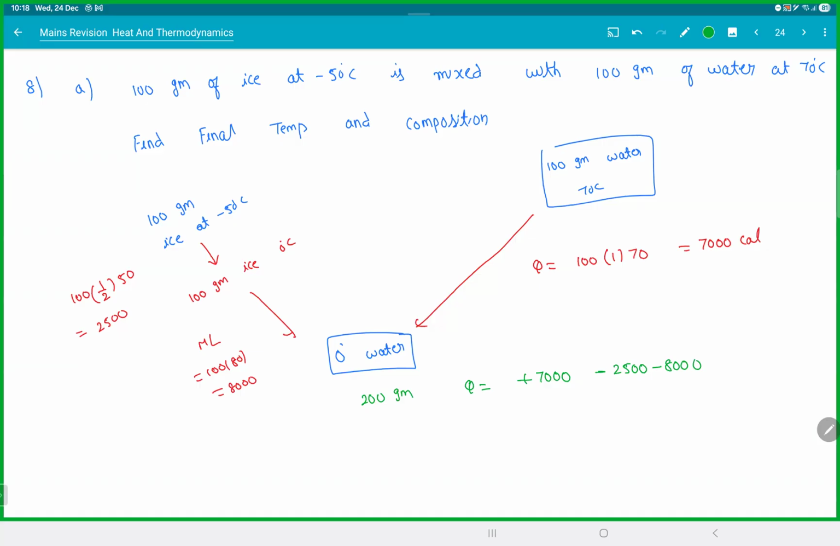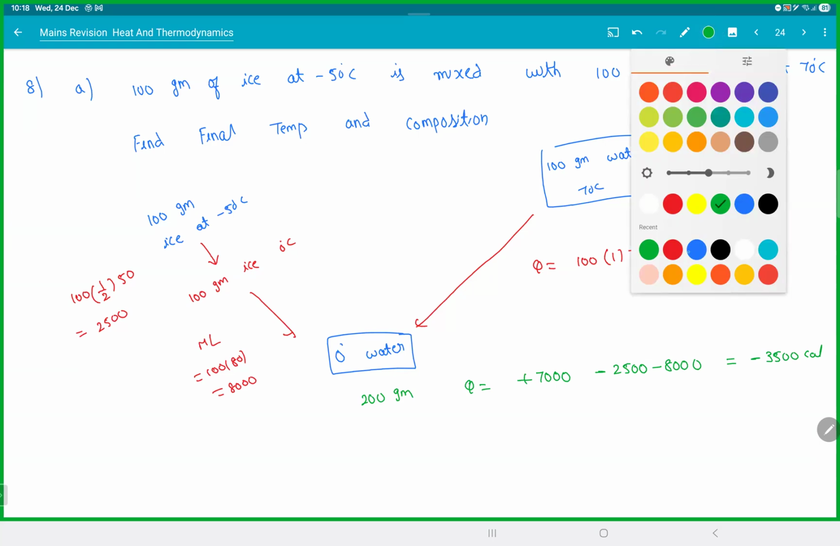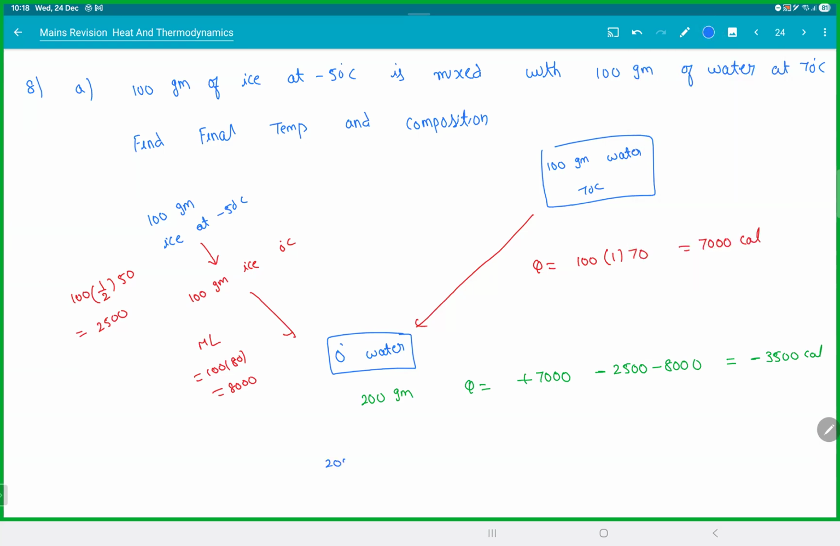We actually have a deficit there. So this thing comes out to be around minus 3500 calories. Now, the question has become like this. You have 200 grams of water at 0 degrees, and someone removed 3500 calories of heat. So think of it like that. So change the question completely.